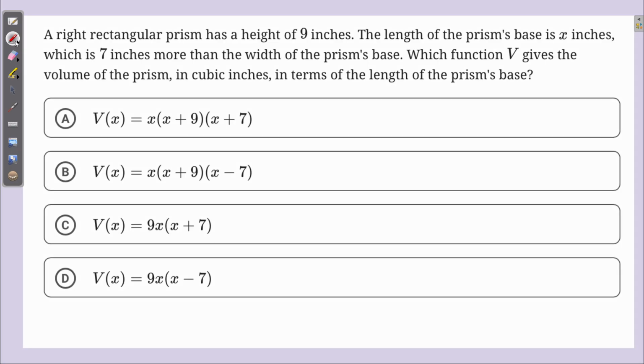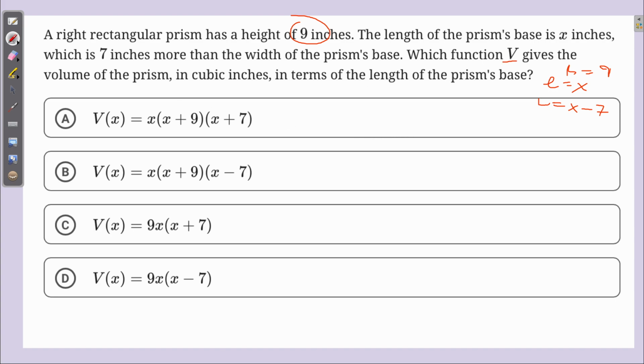So, for example, we have, a rectangular prism has a height of 9 inches. So let's write h equals 9. The length of the prism is x inches, so let's write length equals x. And that is 7 inches more than the width of the prism's base. So we can say the width is x minus 7 because x is greater, so the width has to be smaller than x, which means it will have to be x minus 7 inches.